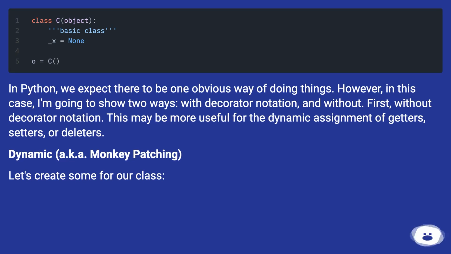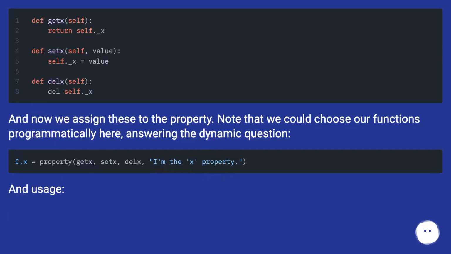Dynamic, aka monkey patching. Let's create some for our class. And now we assign these to the property. Note that we could choose our functions programmatically here, answering the dynamic question. And usage.